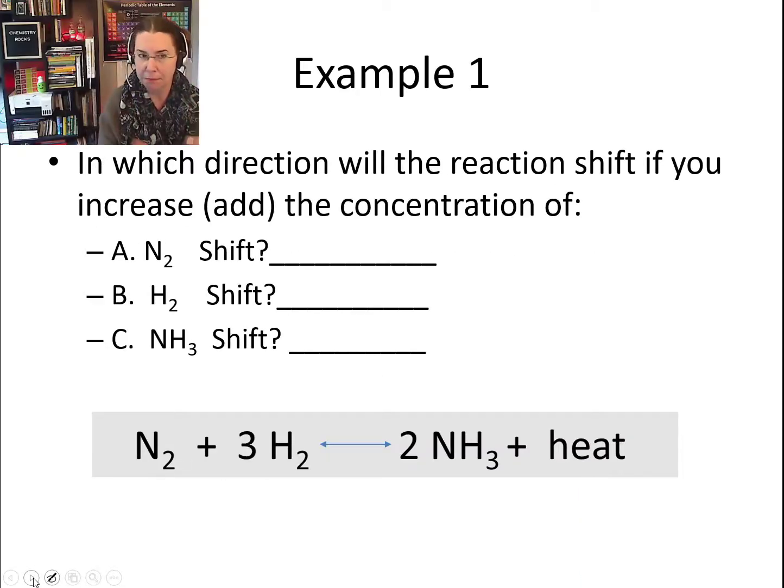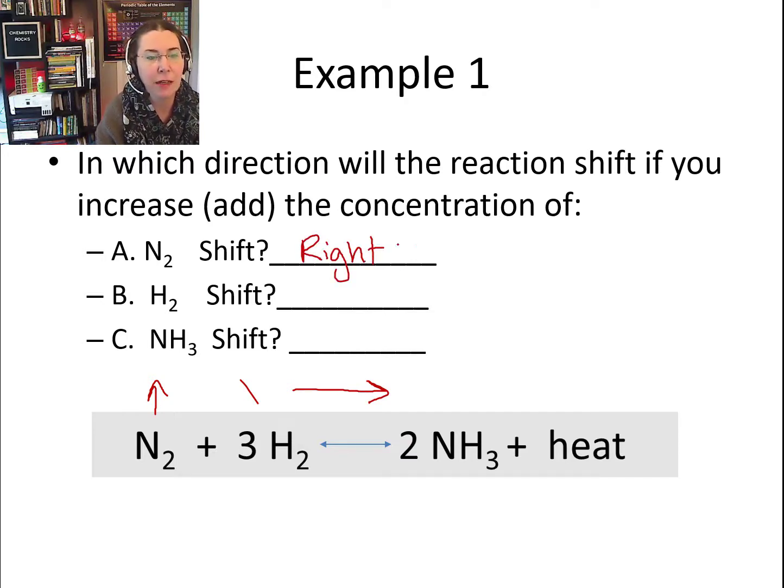So let's look at example 1. In which direction will our reaction shift if you increase or add these things? So what's going to happen? Let's start with our nitrogen. What's going to happen if we increase our nitrogen? Well, we've just increased on our reactant side, and that means we're going to shift to the right. We're going to be shifting away from the thing we added. All right, so I'm going to erase those marks. Let's look at our second one.